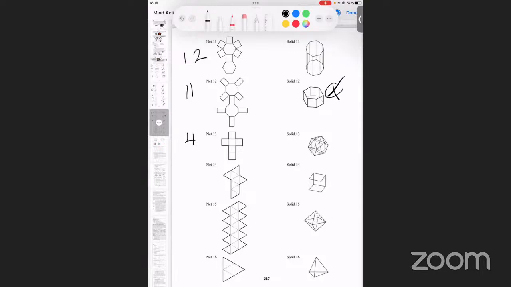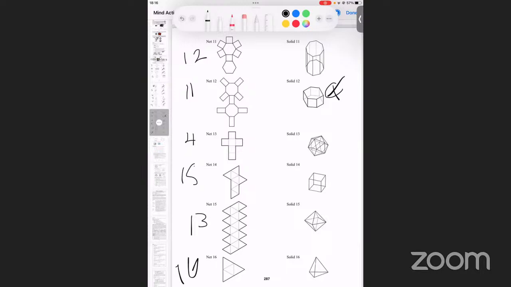Ma'am would be 15. Yes, it's going to be net 15. Ma'am, I think it will be solid 13. Solid 13. Okay. Yes, it is 13 indeed. And lastly, we have 16, which is going to be solid 16, right?